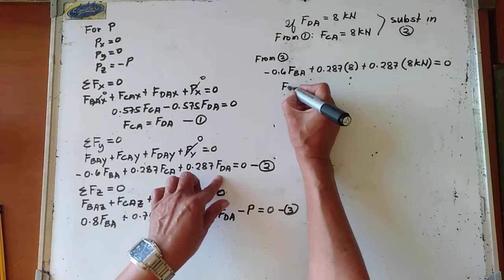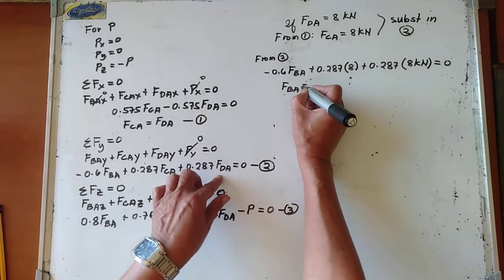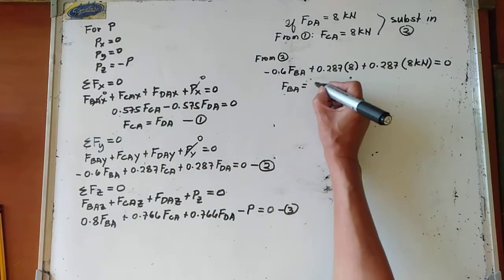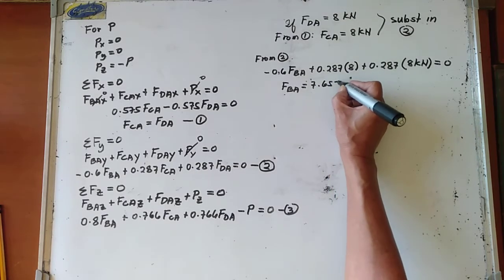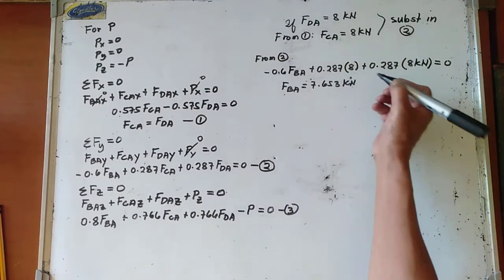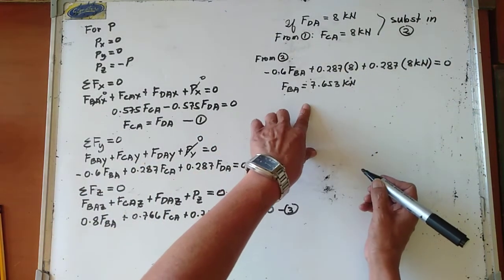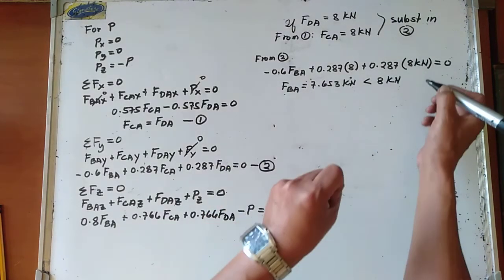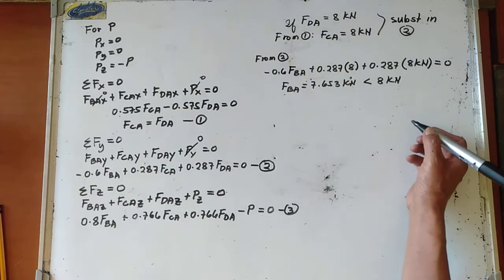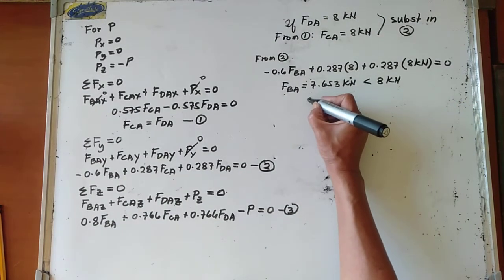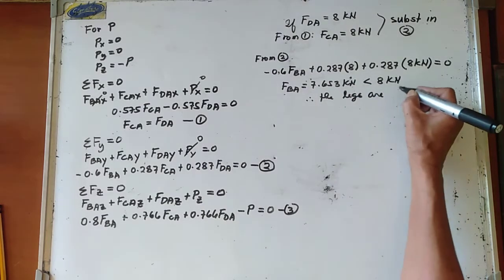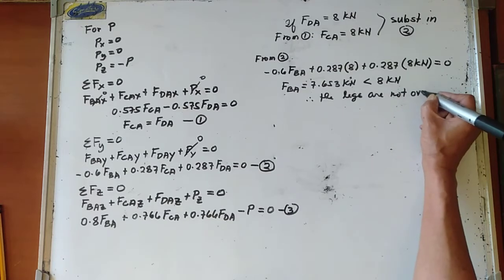Solving for FBA, FBA is equal to 7.653 kilonewtons. So 7.653 kilonewtons is less than 8 kilonewtons. Therefore, the legs are not overloaded.